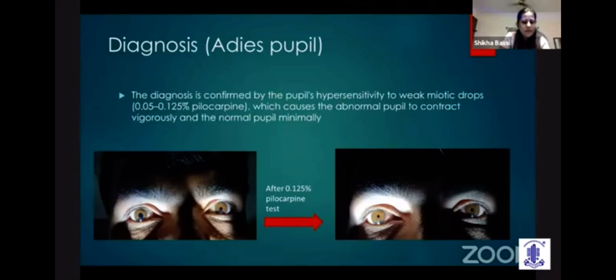How do we confirm the diagnosis? Since we said there is denervation supersensitivity, which is elicited by putting dilute 0.125% pilocarpine. Because of the supersensitivity, the Adie's pupil constricts and the normal pupil does not.